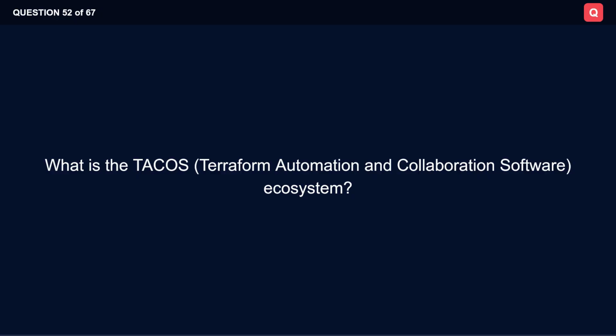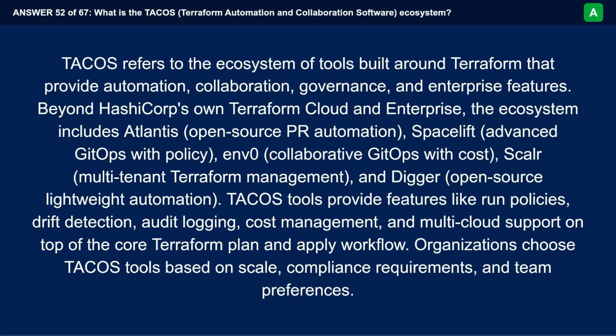What is the TICOS, Terraform Automation and Collaboration Software, ecosystem? TICOS refers to the ecosystem of tools built around Terraform that provide automation, collaboration, governance, and enterprise features. Beyond HashiCorp's own Terraform Cloud and Enterprise, the ecosystem includes Atlantis, open-source PR automation, Spacelift, advanced GitOps with policy, Env0, collaborative GitOps with cost, Scalr, multi-tenant Terraform management, and Digger, open-source lightweight automation.